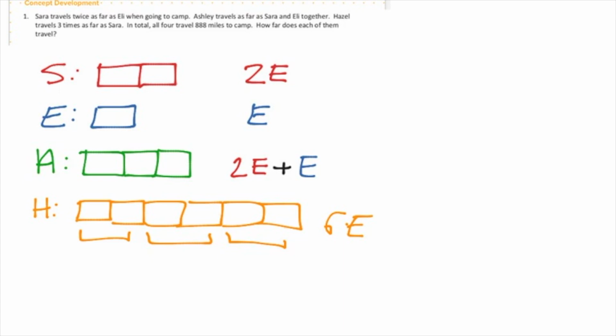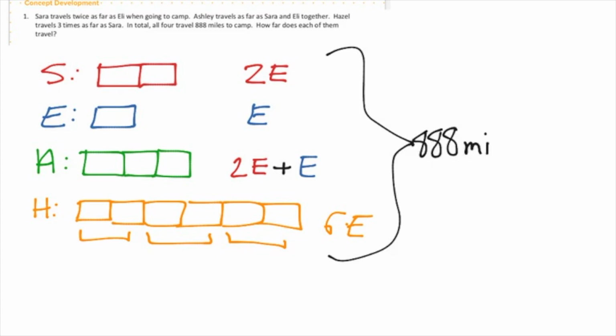In total, all 4 of them traveled together 888 miles. How far does each of them travel? So if we were to add them all together, then it would give us 888. Well, let's think that through. We know it's 2 times Ellie plus Ellie, plus, well, what is 2 times Ellie plus Ellie? That's going to give us 3 times Ellie, right?